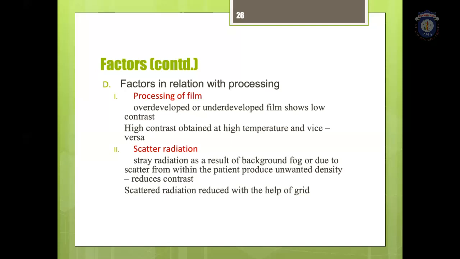Scatter radiation. Stray radiation as a result of background fog or due to scatter from within the patient produces unwanted density which will eventually reduce the contrast. Scatter radiation can be reduced with the help of a grid.